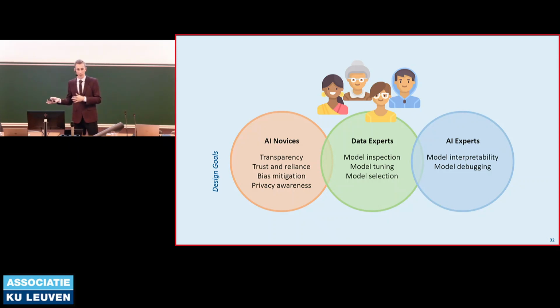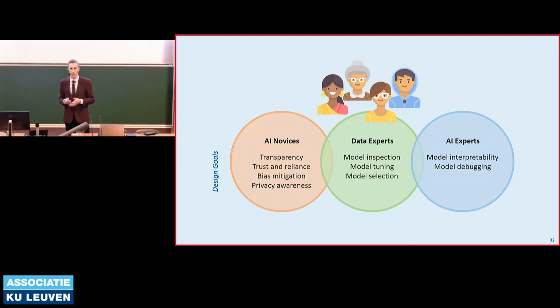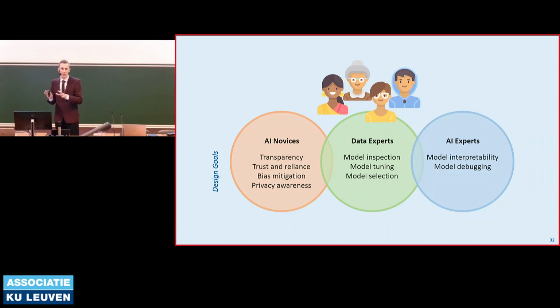Then there's data experts. Data experts are experts in a specific domain, let's say doctors in healthcare. They know their data very well. They need to analyze their data with AI models. So what they need is tools that tune models. They can select different models and see which one is best. And then, of course, there's AI experts. Those are the computer science guys who need all the mathematics and the interpretability and debugging of their models to improve them, right? Now, this classification is quite coarse.